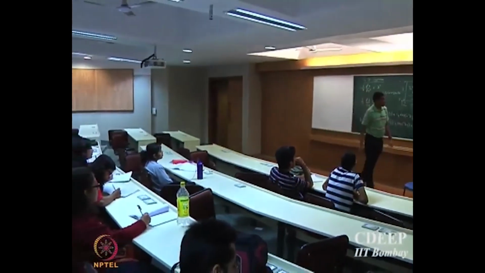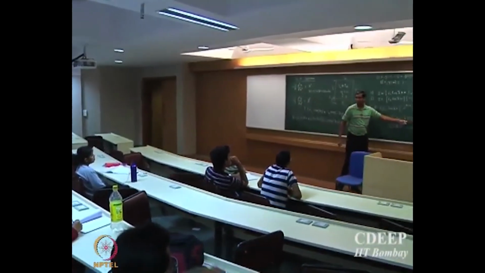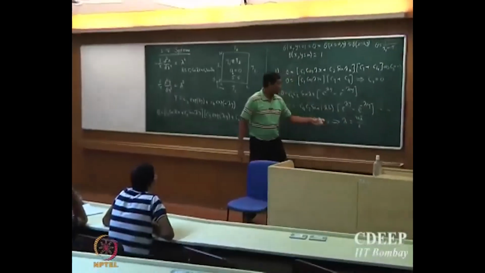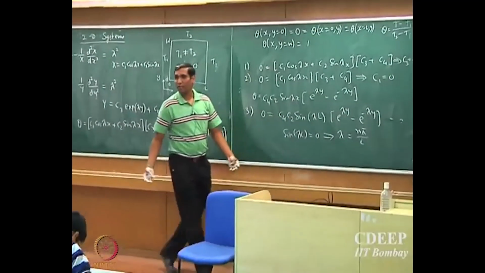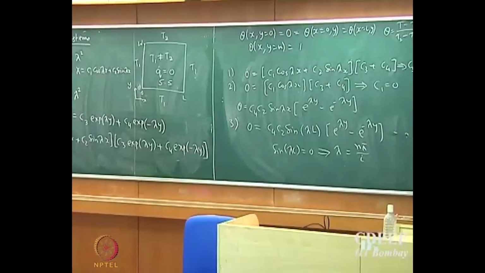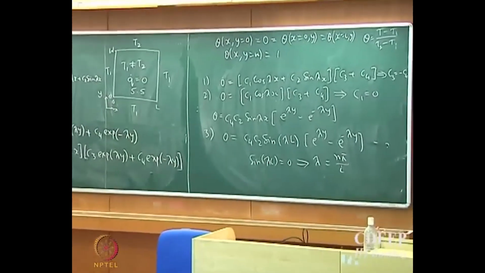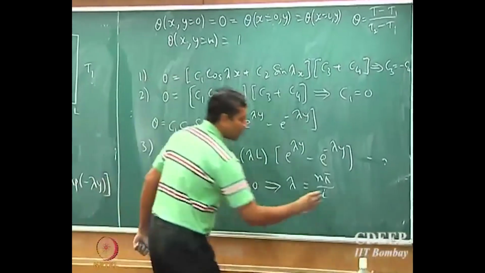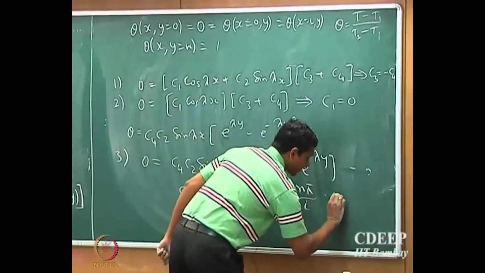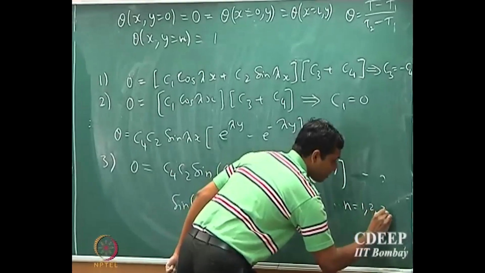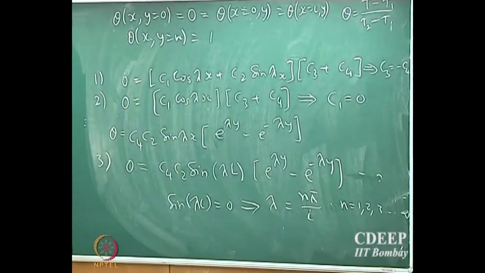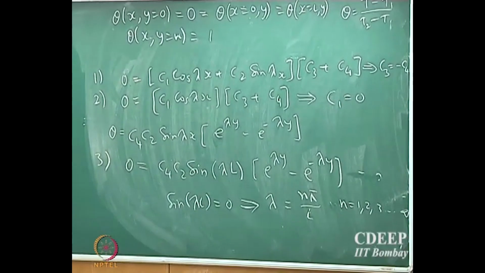You get a trivial solution. If you plug in n equal to 0, then lambda is 0 and sin 0 is 0. So what you get is a trivial solution where the temperature everywhere in the slab is 0, but we know that's not the case. So therefore the permissible values for n are 1, 2, 3 up to infinity. Those are the permitted values of n that can be applied here.